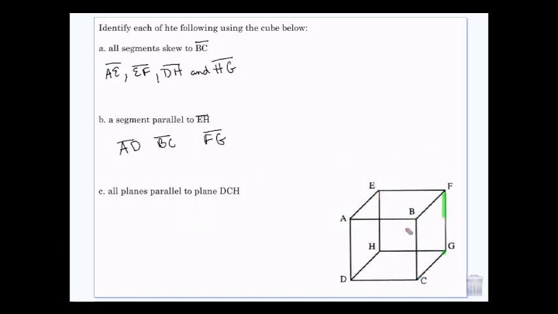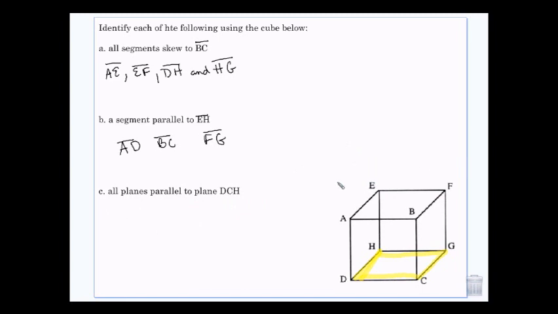Now planes, remember we talked about how a plane only has to have 3 letters to define it? So if we're looking at this plane DCH, it's this whole bottom box even though we didn't list all the letters. So if you only have the 3 letters, that's okay. It's still the whole bottom of the box.